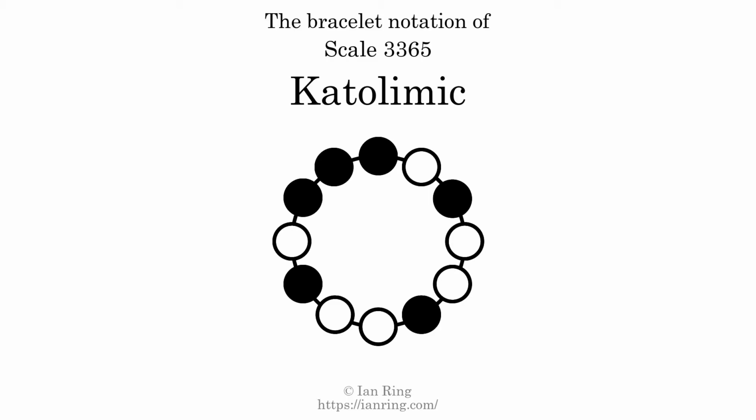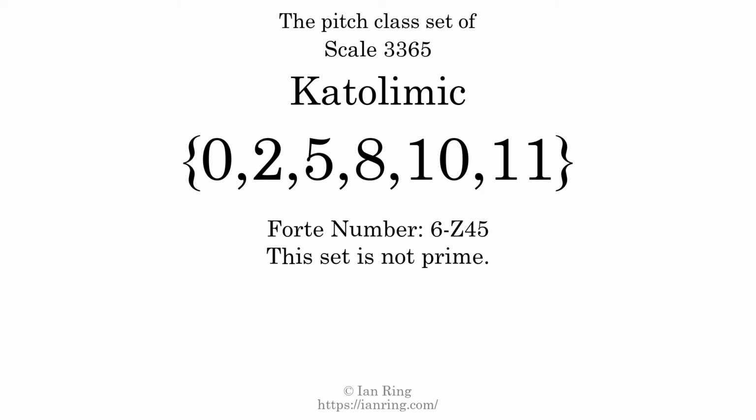This is a bracelet notation diagram of scale 3365. The shaded circles represent tones that appear in the scale, and they are read clockwise, starting at the top. The pitch class set for this scale is 0, 2, 5, 8, 10, 11. The forte class is 6Z45. This set is not prime.